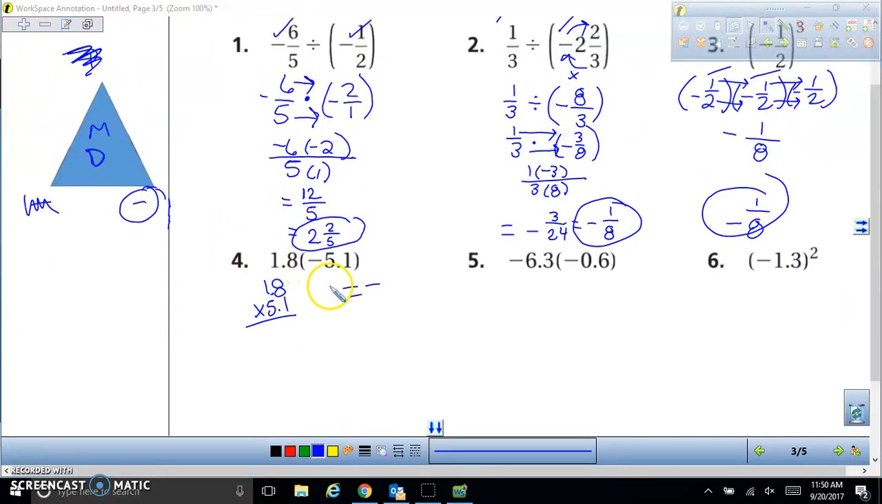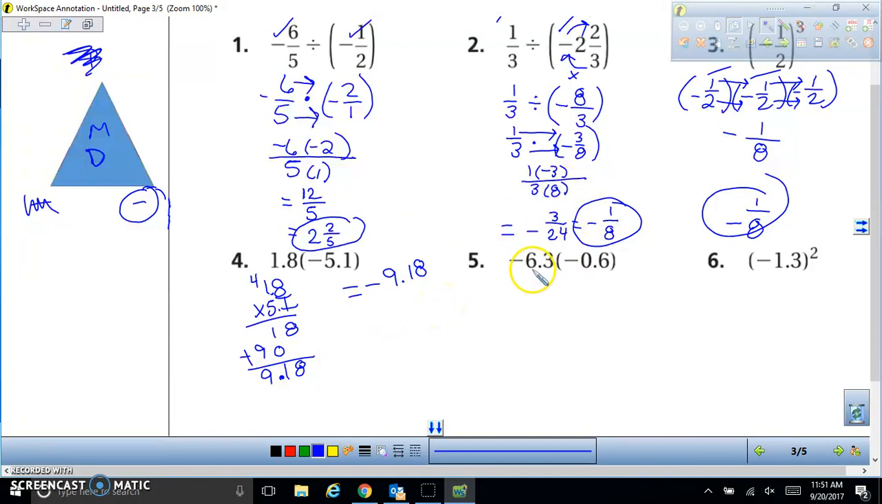Okay. 1 times 8 is 8. 1 times 1 is 1. 5 times 8 is 40. Sorry, 5 times 1 is 5 plus 4 is 9. Okay, 8, 1, 9. 2 decimal places. 1, 2, negative 9.18.